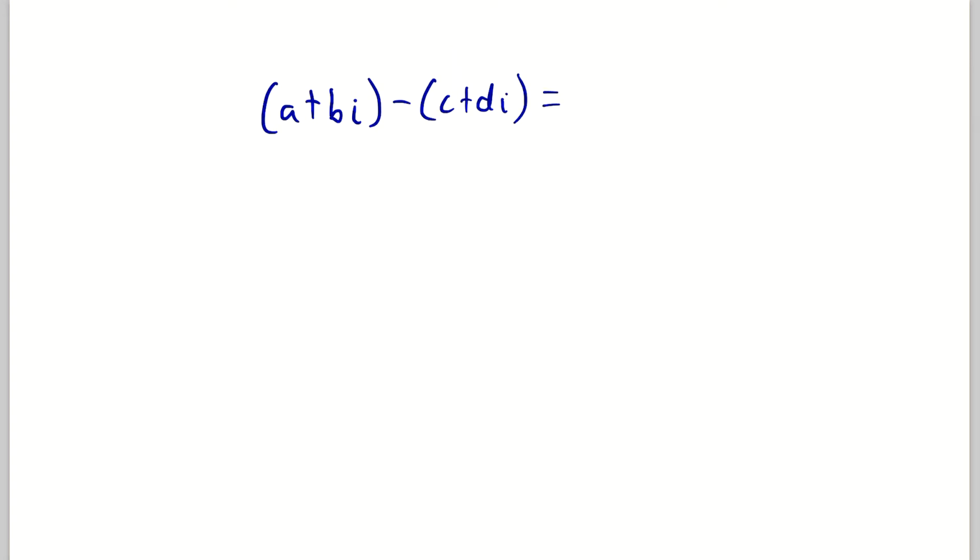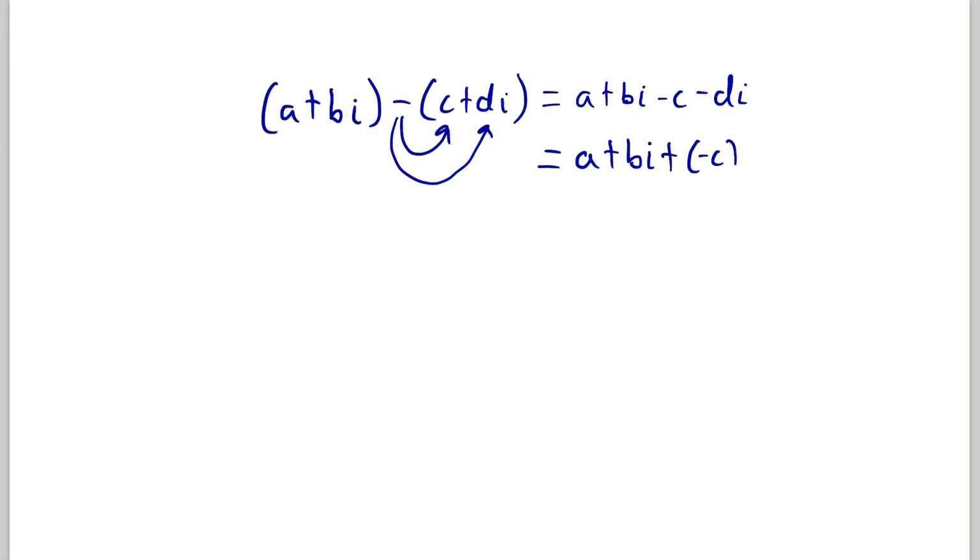So if we rewrite this without parentheses, we get a plus bi from the first complex number, and then for the next complex number, we have to distribute this negative. So we have negative c and negative di. So we have minus c minus di. And again, you could think about this as the addition of negatives rather than subtraction. So we have a plus bi plus negative c plus negative di.